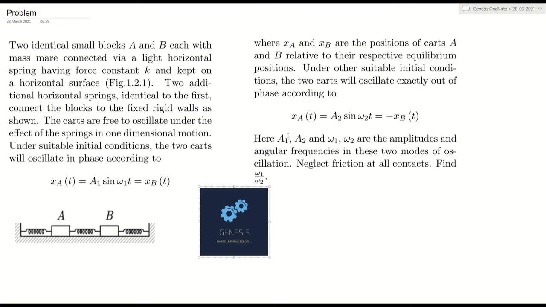Today we will discuss a very simple but slightly tricky problem involving two blocks and three springs which are connected to each other as shown in the figure. The question goes like this.